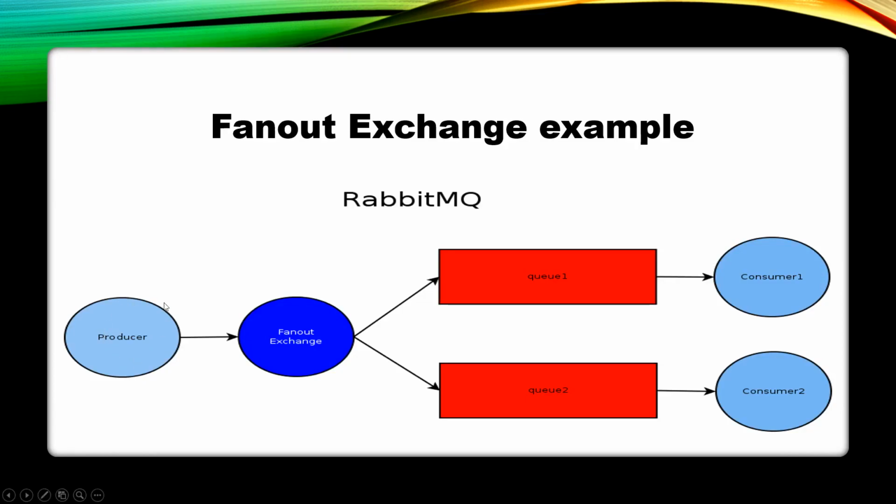The producer sends the message to the exchange, then the exchange decides, well, for the fan-out exchange, it just sends it out to each of the queues. At that point, the message is inside of the queue, and it'll be popped out, and the consumer will receive it.